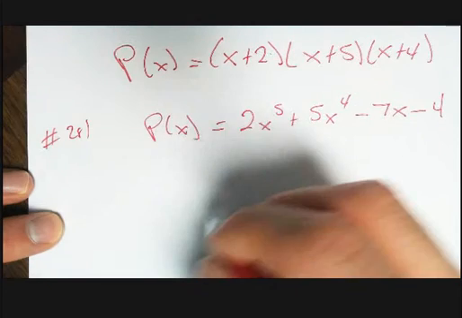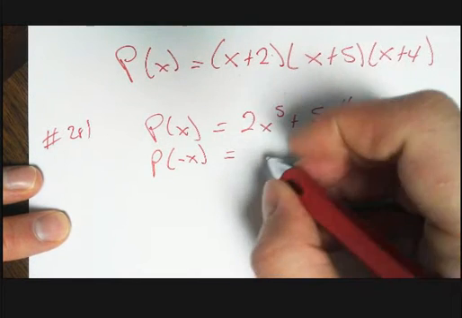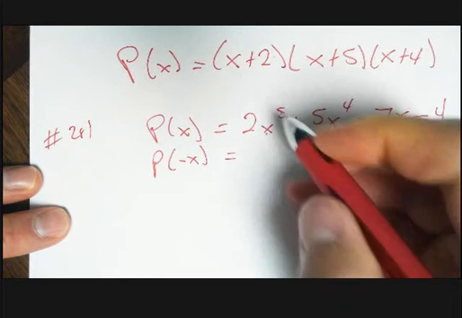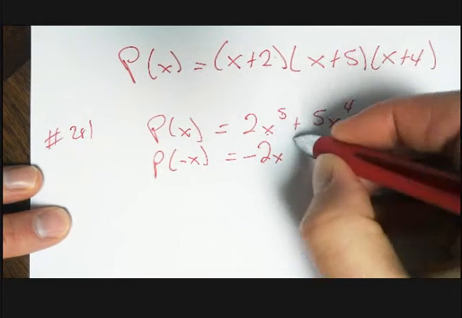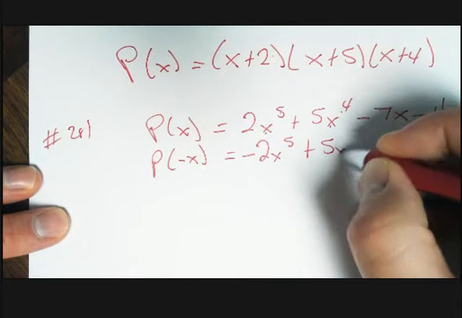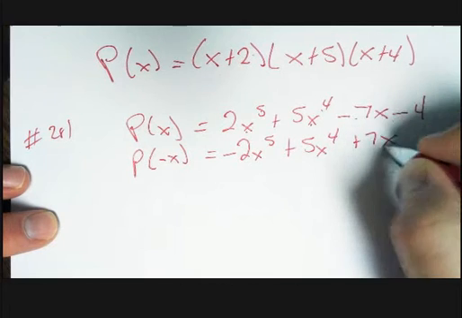So Descartes' rule says that we have to do a negative x for the negative ones. So we're going to go ahead and do this. A negative x to the 5th is going to be a negative number. A negative x to the 4th is going to be a positive number. A negative times a negative is going to be a positive, and then there's a negative at the end.